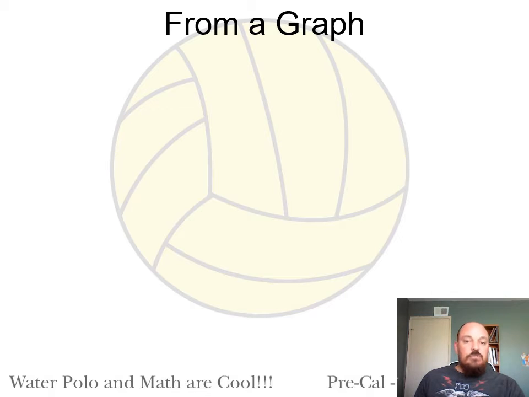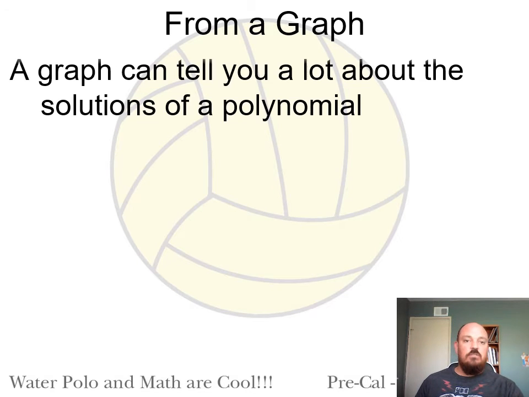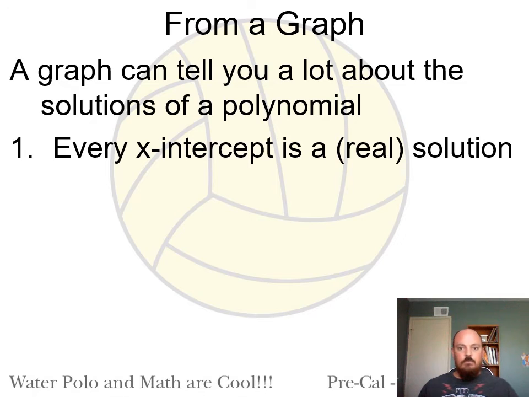So I want to talk about how to use the graph of a polynomial to get a few hints about which ones from that list actually are solutions. So here's 2 important things. Number 1, every x-intercept is a solution. In fact, that was the very first thing I told you guys in the notes today. When we made that list of words that mean the same thing, I said a solution actually is an x-intercept. Now I did add a little bit to it. I said it is a real solution. So it's a real number, not an imaginary, not complex or anything like that.